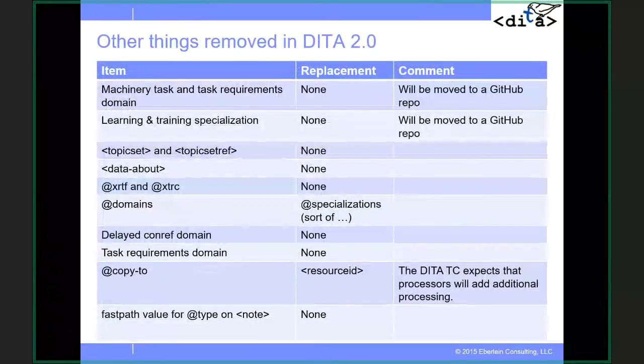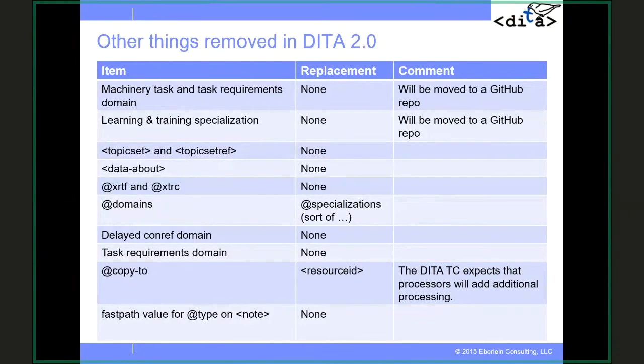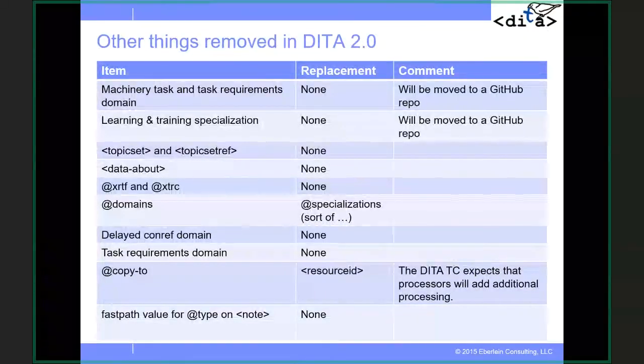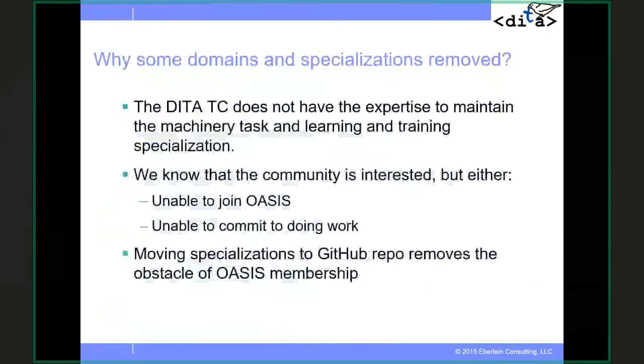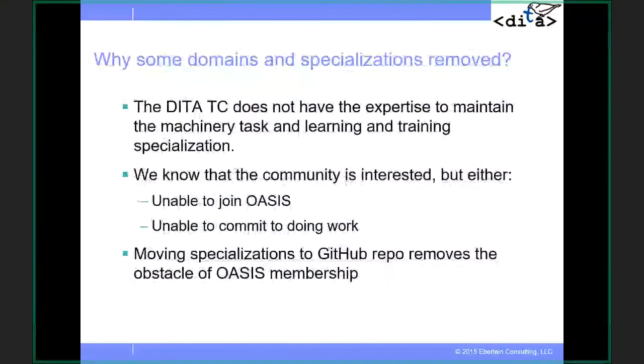So what we're doing is we will be moving the necessary files for those specializations to an open OASIS GitHub repository. And hopefully moving those specializations to a GitHub repository will enable folks that have been unable to join OASIS, perhaps because of the cost of OASIS membership, to get involved in working on those specializations.